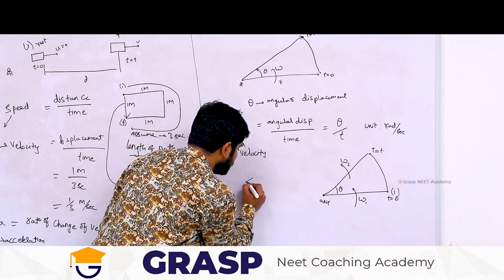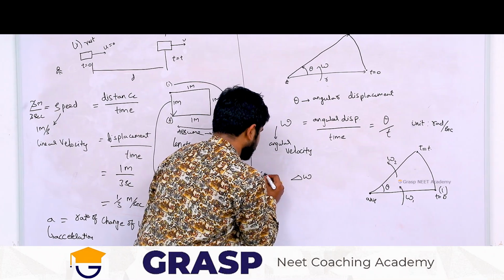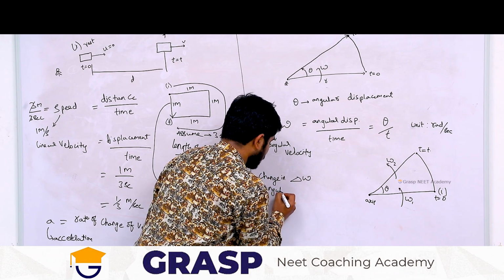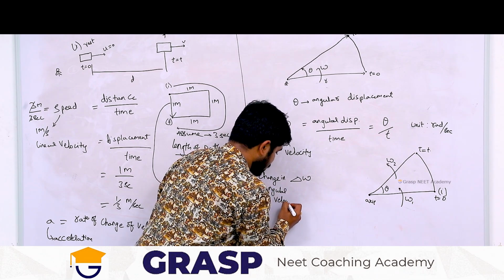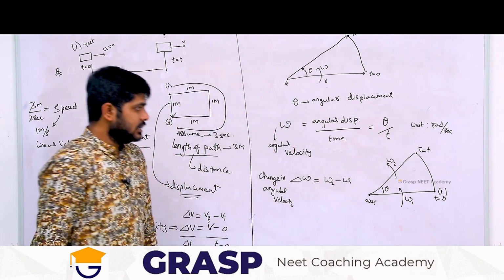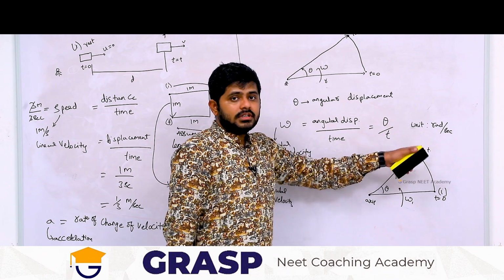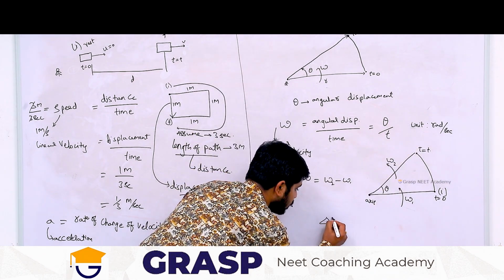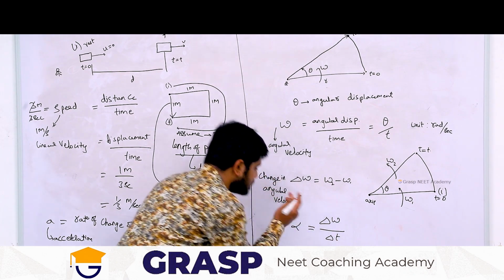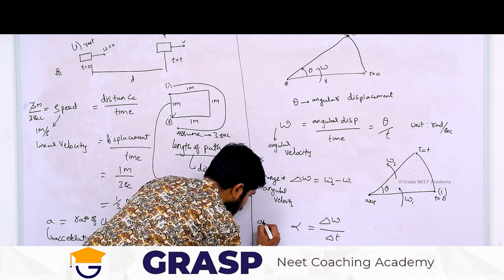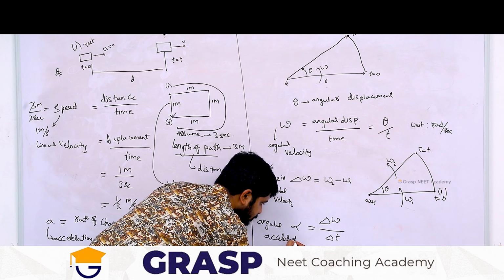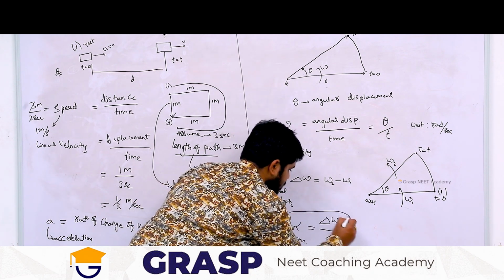Here, what is the change in angular velocity? The change in angular velocity is omega 2 minus omega 1. How much time did it take? It took time t. So the change in angular velocity by the change in time, we consider as angular acceleration. That is angular acceleration.